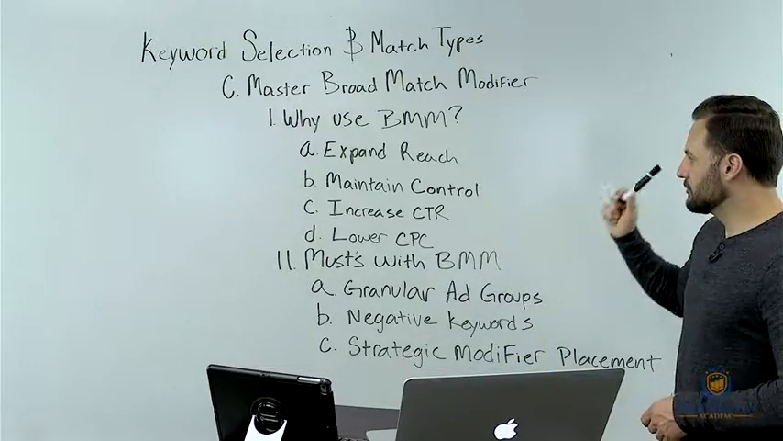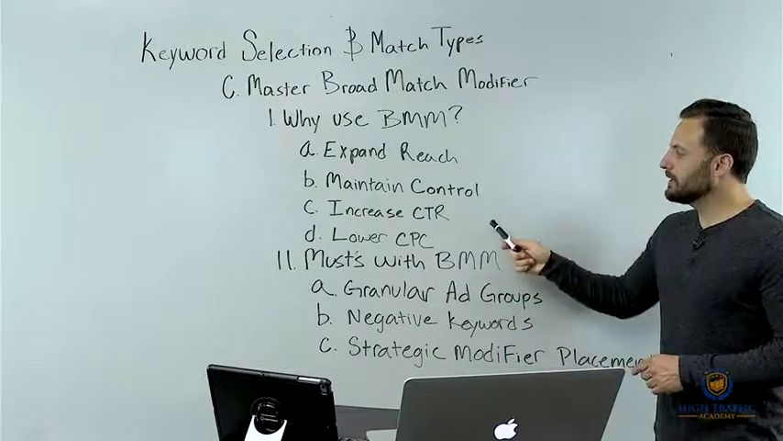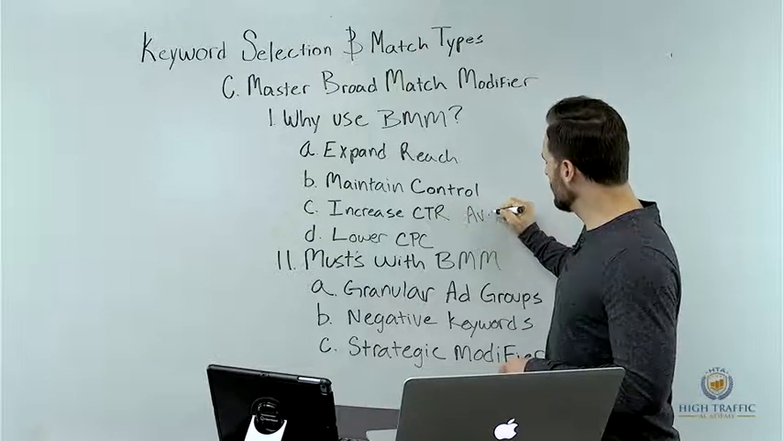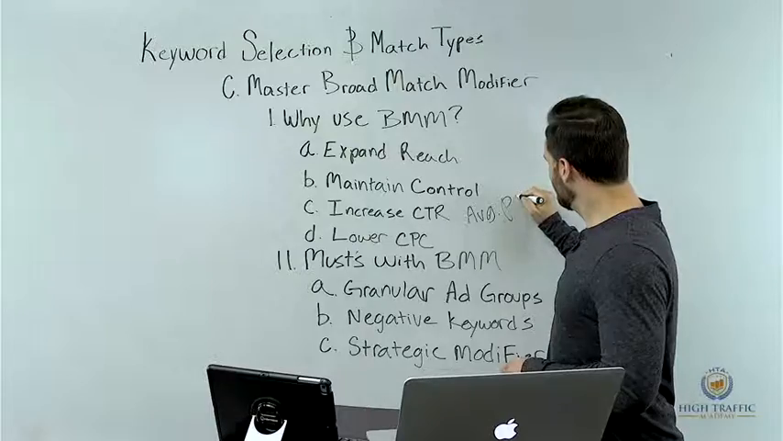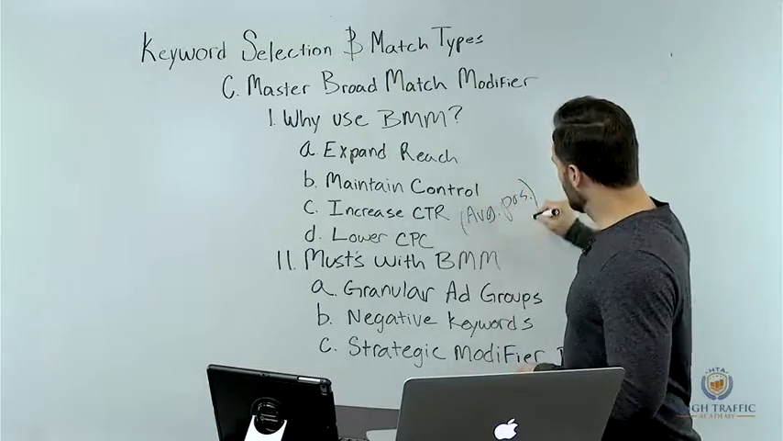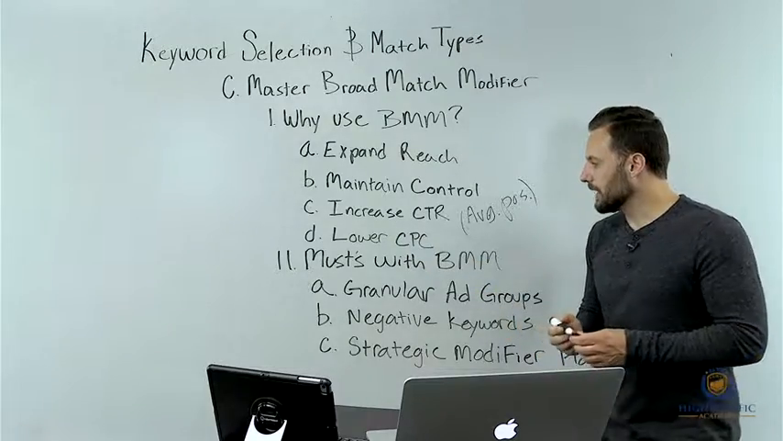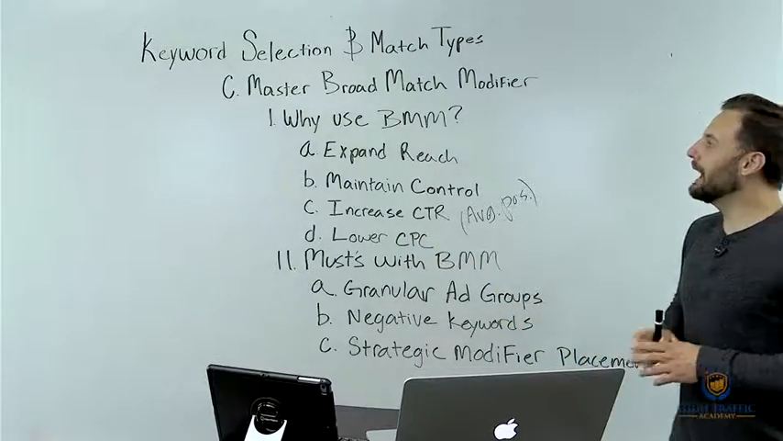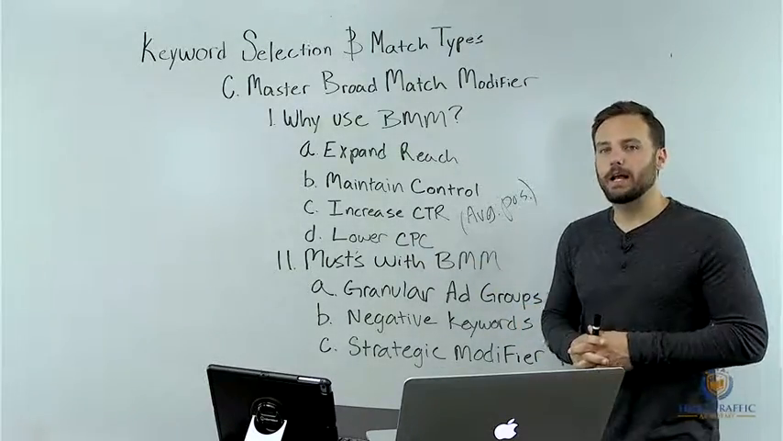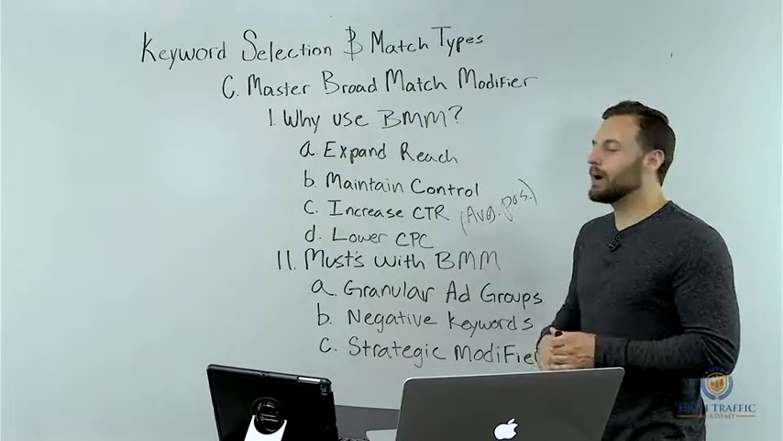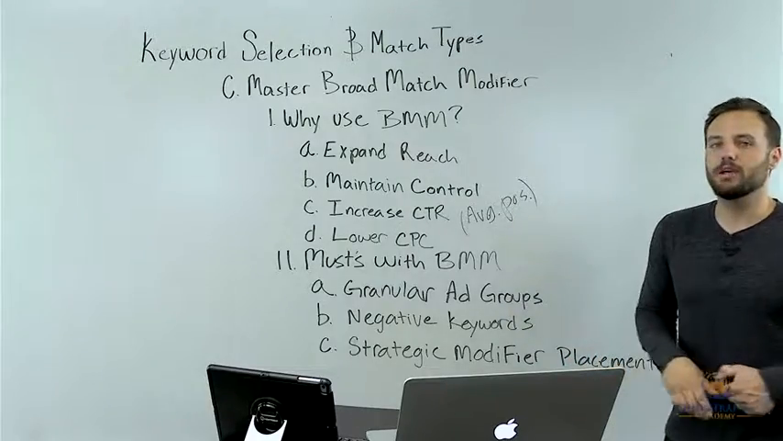So expand your reach, maintain a high level of control, increase your CTR and your average position on the page, excuse me. There we go. So increase CTR and average position, lower your cost per click. That is why you should use the broad match modifier, and I can't think of any reason to not use the broad match modifier after all of these points have been addressed.